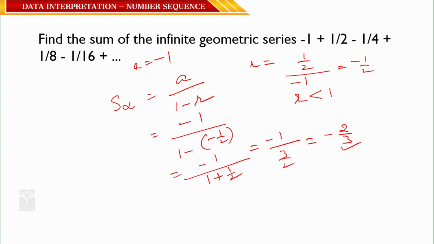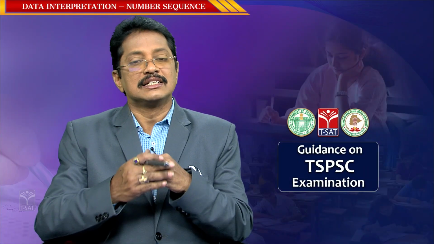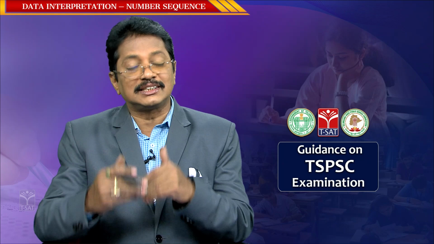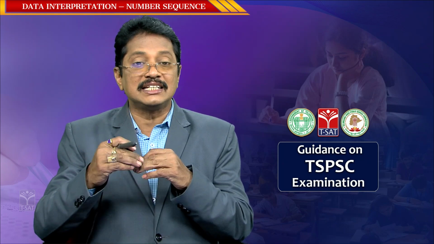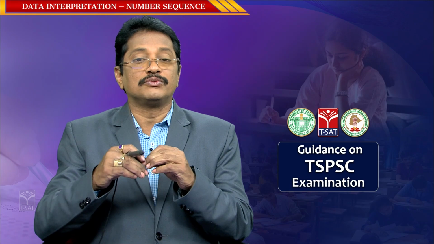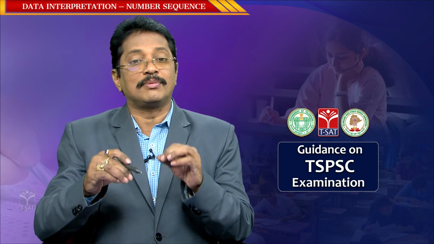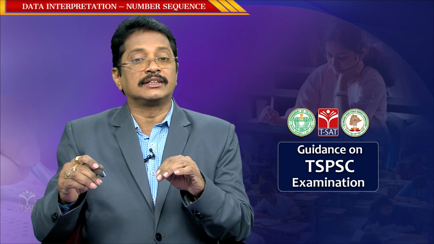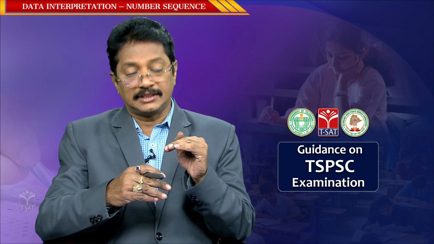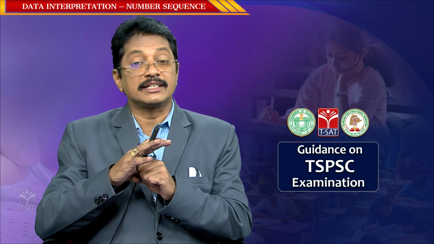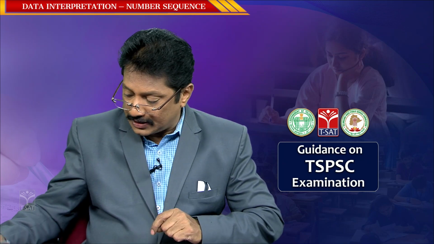This is one more formula you are going to learn, that is the sum of infinite terms, or the sum of terms in an infinite series: S infinity is equal to A by 1 minus r. And very important, when the modulus of r is less than 1, there is a possibility for an infinite series and its sum is A by 1 minus r. This is very important.